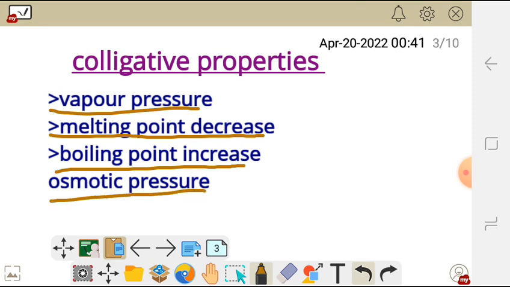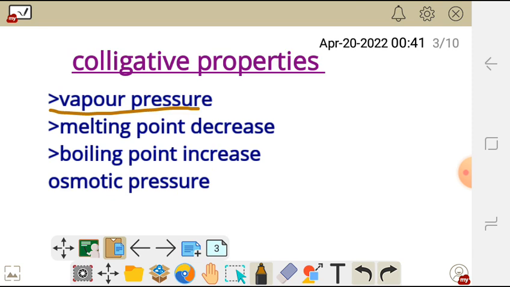In this video, I'm going to show you how you can calculate vapor pressure, and in other following videos you are going to see how we can calculate the freezing point, the boiling point, and osmotic pressure.